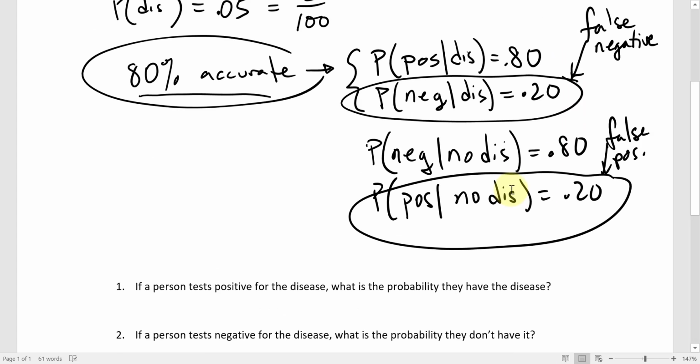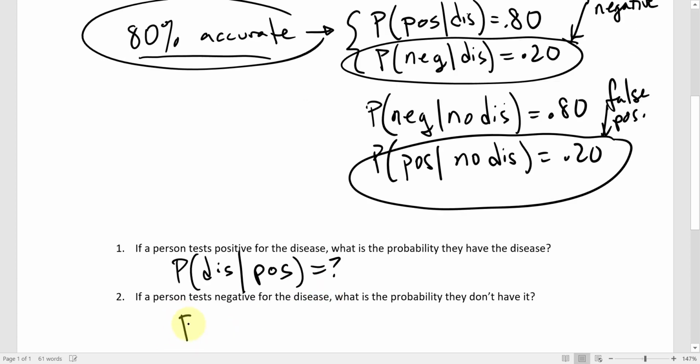Maybe before I do that, I just want to point out, if you've never looked at a question like this, there's a really important and very basic question at the very beginning. The question here is, if a person tests positive, what's the probability they have the disease? That is different than what's the chance that you test positive if you have the disease, right? The question that we're actually asking here is, what's the probability you have the disease if you test positive? And this question is, what's the probability you don't have the disease if you tested negative?